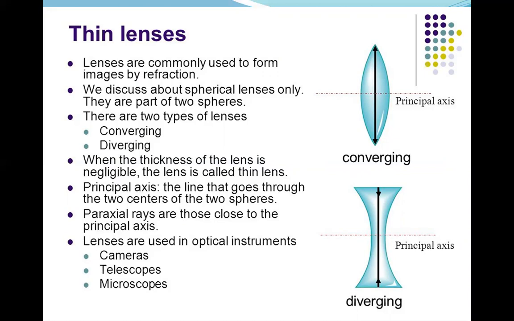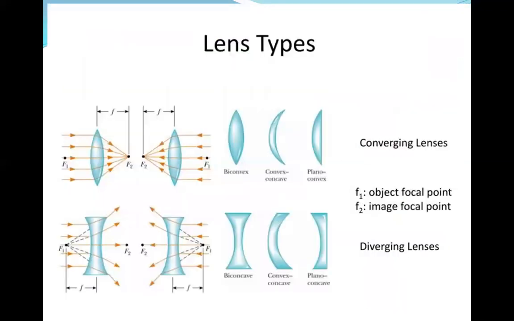Principal axis. You should be very well aware of what is a principal axis. The line that goes through the two centers of the spheres, or the paraxial rays are those close to the principal axis. The straight line passing through the center of the lens is known as principal axis. This dotted line is a principal axis of convex lens, and this dotted line of concave lens is also a principal axis. Lenses are used in optical instruments like cameras, telescopes, and microscopes.